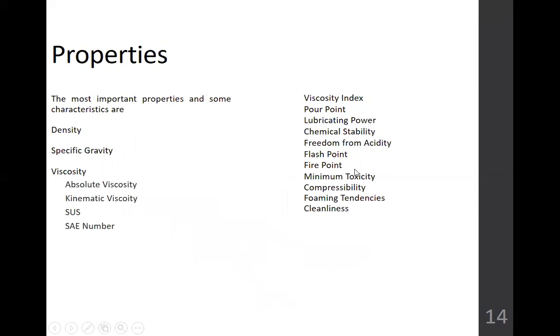Properties. The most important properties and some characteristics are the density, the specific gravity, the viscosity. We have the absolute viscosity, kinematic viscosity, SUS, SI number. And next, viscosity index, pour point, aggregating power, chemical stability, freedom from acidity, flash point, fire point, minimum toxicity, compressibility, foaming tendencies, and cleanliness.